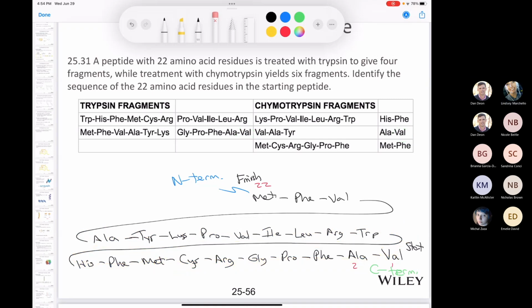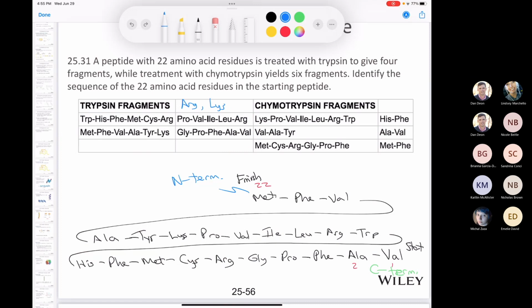So if we go back to trypsin, trypsin does a cleavage of a peptide bond on the C terminus side of arginine and lysine. So we have arginine and lysine. If you look at all the fragments, what they did is they threw this thing into a flask and then they mixed trypsin in with it. And these are the 4 fragments that they got out.